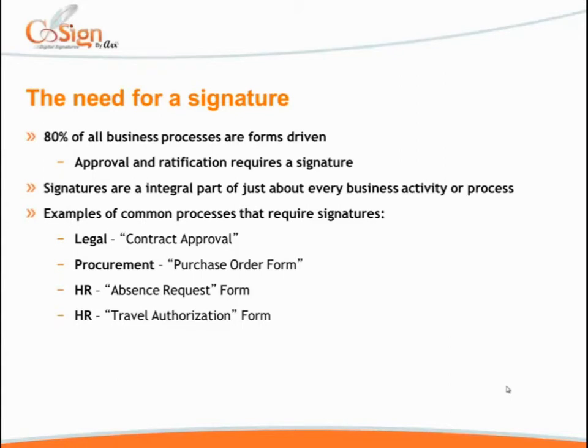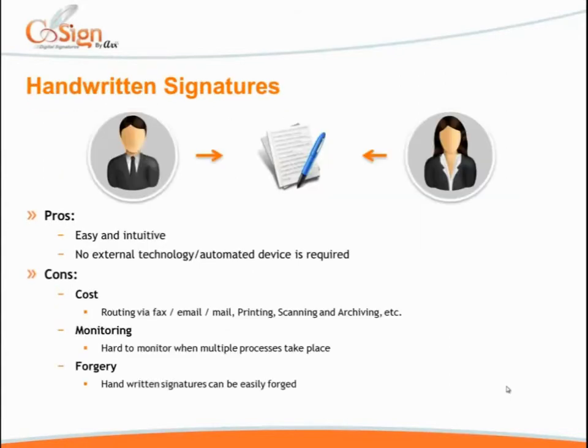So the most common way to create signatures on such forms is simply to sign on a piece of paper. And the pros of this approach is that it's very easy and intuitive. We've done it for ages, and there is no need for external technologies or automated devices, so it's rather simple and easy to use. There are also several downsides to this approach.